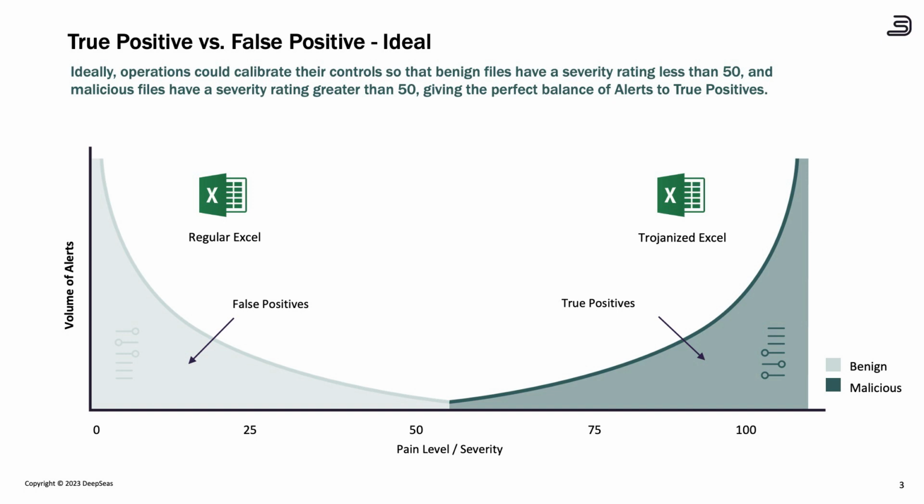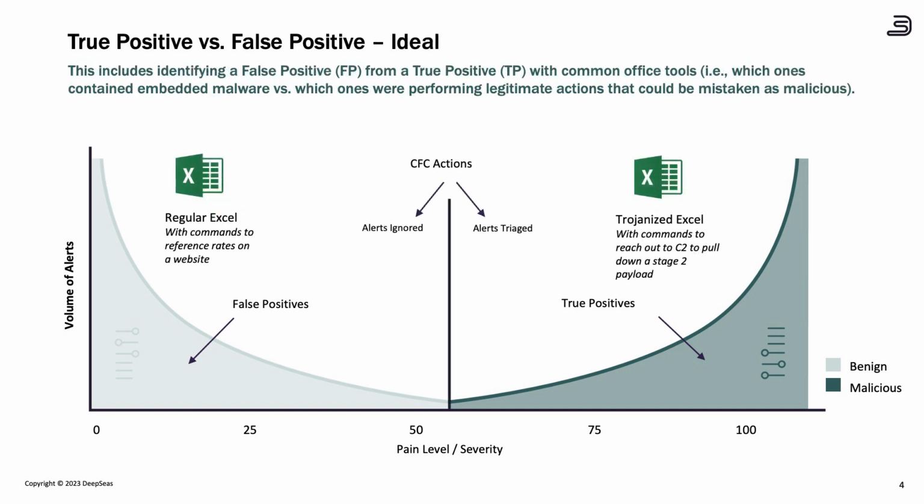And anything that represents a degree of maliciousness would have a pain level or severity greater than 50, because that makes it really easy. So in that perfect scenario, from a SOC operations perspective, we can say we are going to ignore all alerts that are less than a severity of pain level 50. Or, conversely, we're going to triage every alert that has a severity of greater than 50. That way, we're not wasting any time on false positives and we're catching all the representative malicious artifacts. But we all know that's not really the world we live in.